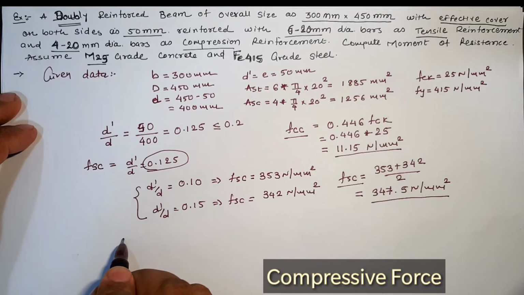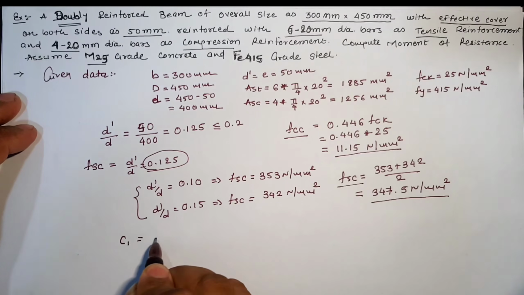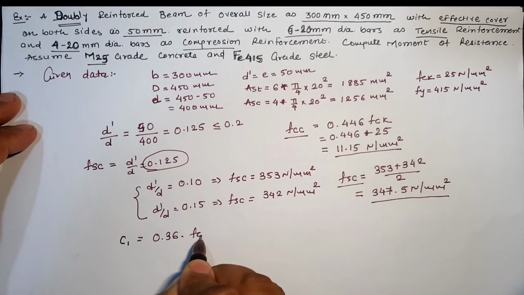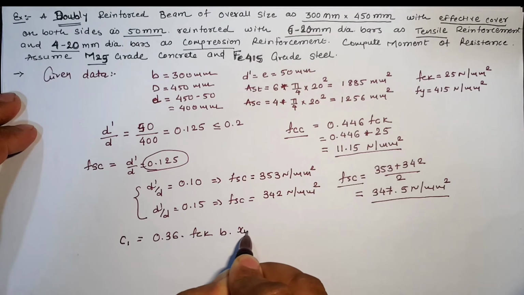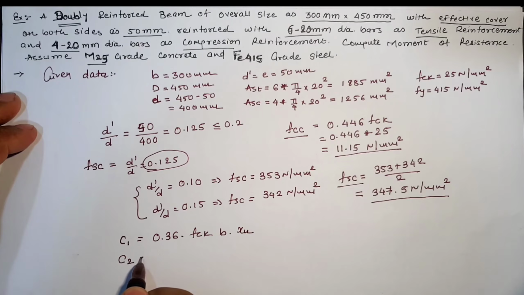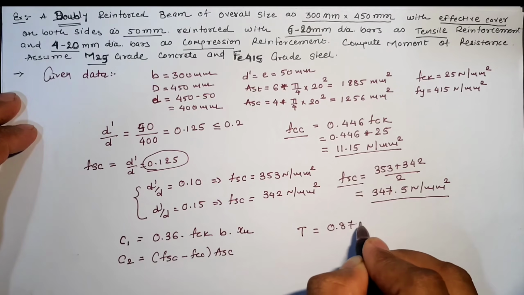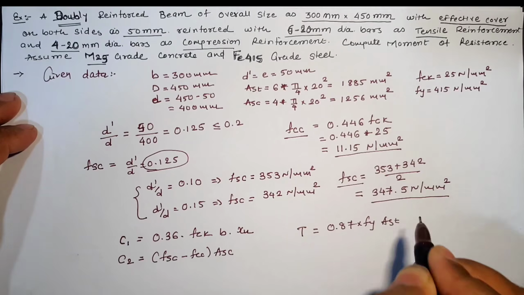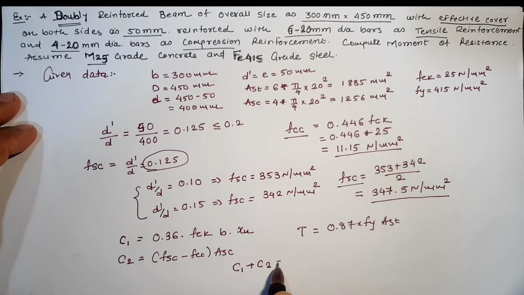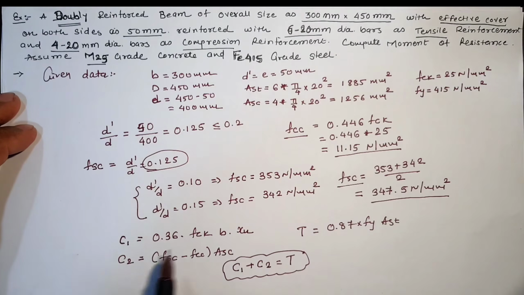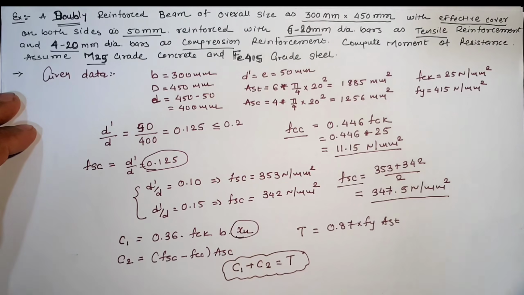Now we can calculate the compressive force C1 as 0.36 fck b into Xu, as well as the C2 value as (fsc minus fcc) into Asc, while the tension force T is 0.87 fy Ast. We can calculate the value of the neutral axis from the equation C1 plus C2 as the compressive force, which is equal to T as the tensile force. So let us go for the calculation of Xu.